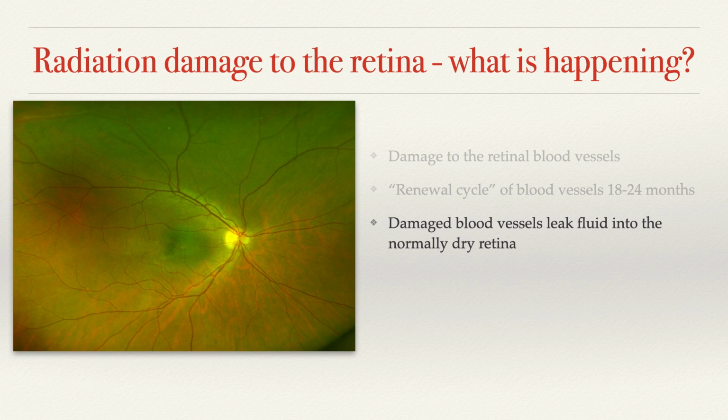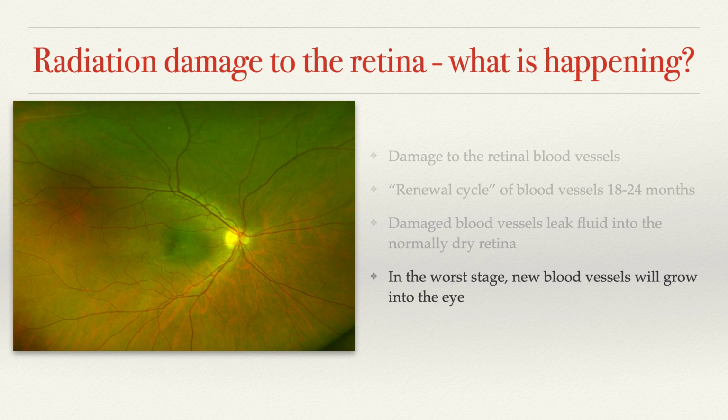They leak fluid into the retina. So all the blood vessels you see on this picture in the retina are quite tight. They don't have much leakage. But once they're damaged, they leak a lot of fluid into the surrounding retinal tissue. And in the worst stage, not only will they leak and get damaged, but as a reaction of the body, new blood vessels will grow into the eye.